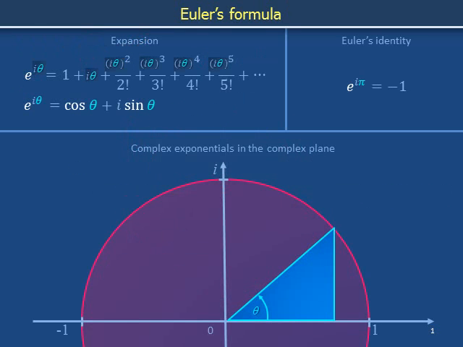We demonstrated Euler's formula, e to the i theta equals cosine theta plus i sine theta. We illustrated complex exponentials in the complex plane, and we pointed out Euler's identity, e to the i pi equals -1.